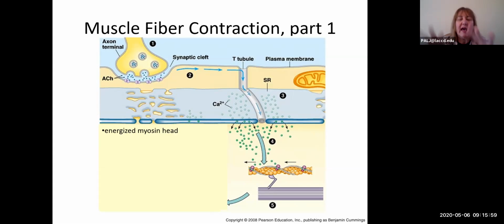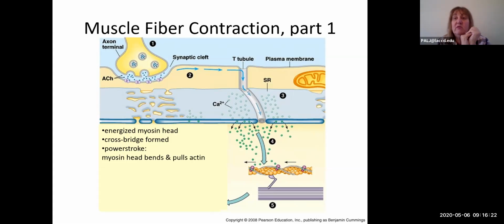And now we have calcium that's released in the cytosol. Okay, so that calcium had bound to the troponin to pull the tropomyosin, exposing the actin binding site. So the myosin head, which is energized, forms that cross bridge and does the power stroke, where the myosin head is bending, pulling the actin towards the M line, towards the center of the sarcomere. And so that sarcomere is contracting because it's pulling on both ends, so it's contracting just a little bit.